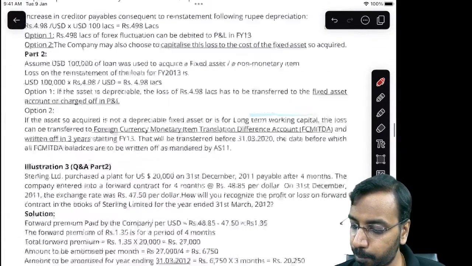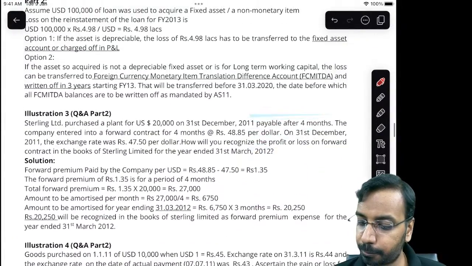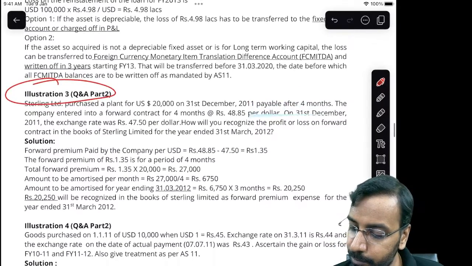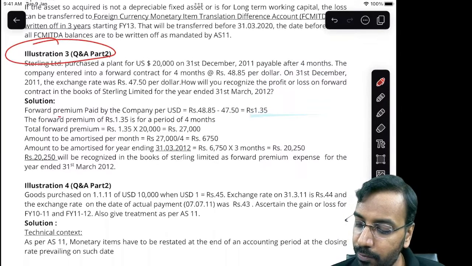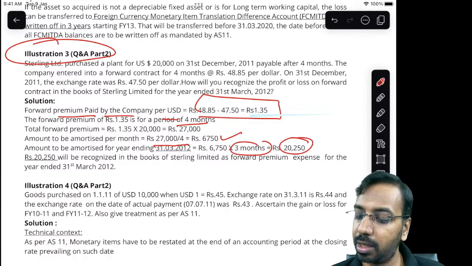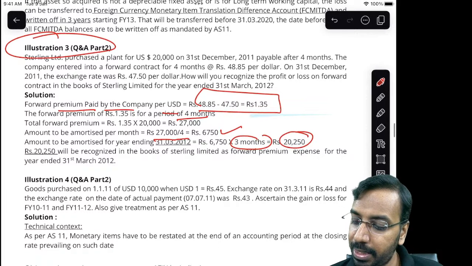I'll just show that to you. Here, this question. So here, forward premium paid by the company is 1.35 for a period of 4 months. So 27,000 divided by 4, every period you will recognize this as a premium expense. Okay. So here you have purchased a plant for $10,000. So then the company has entered into a forward contract.